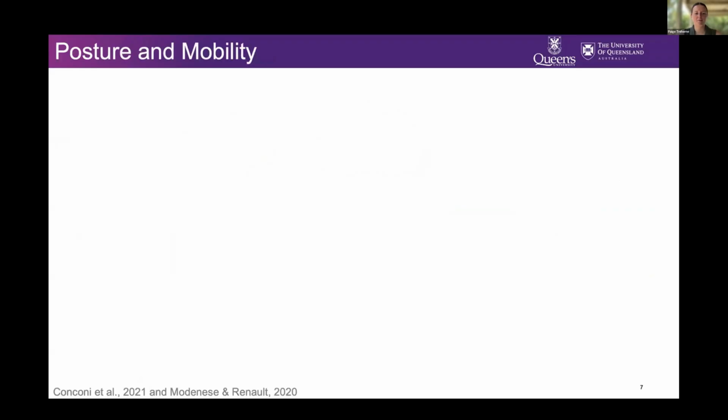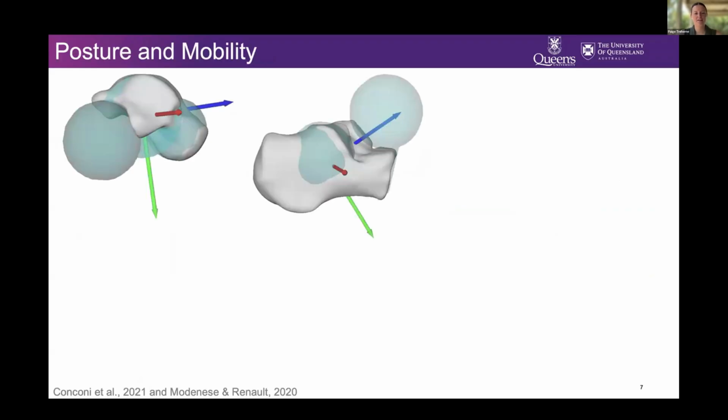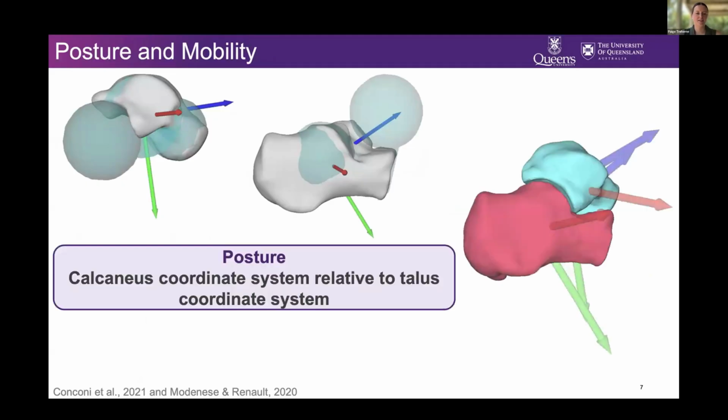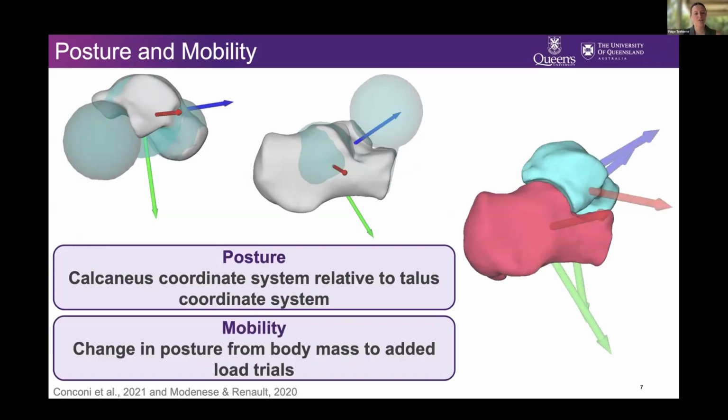When we're talking about posture and mobility, we defined these using morphological coordinate systems. So we defined posture as the calcaneus coordinate system relative to the talus coordinate system. And for mobility, we define this as the change in our posture from our one body weight to our added mass trial. So it's just that difference there. And for all of our statistical analysis, we broke mobility up into the XYZ components. So we could really look at the different ways the joint is moving and how that influences our loading.